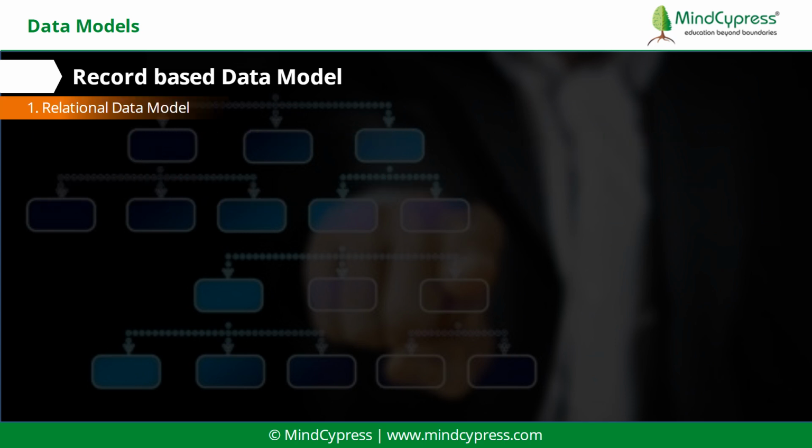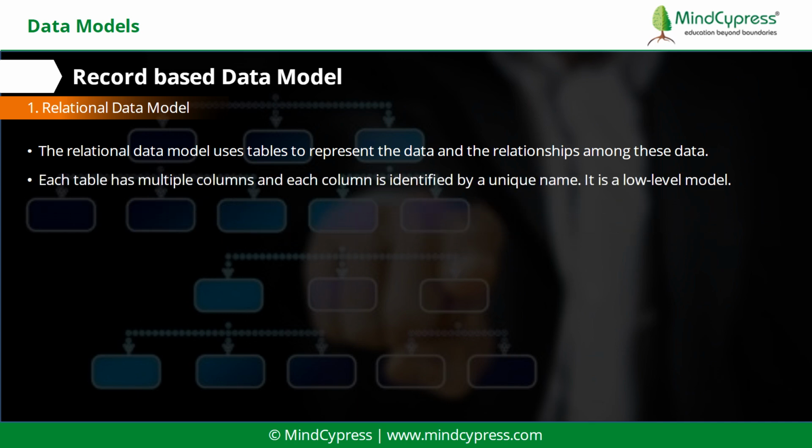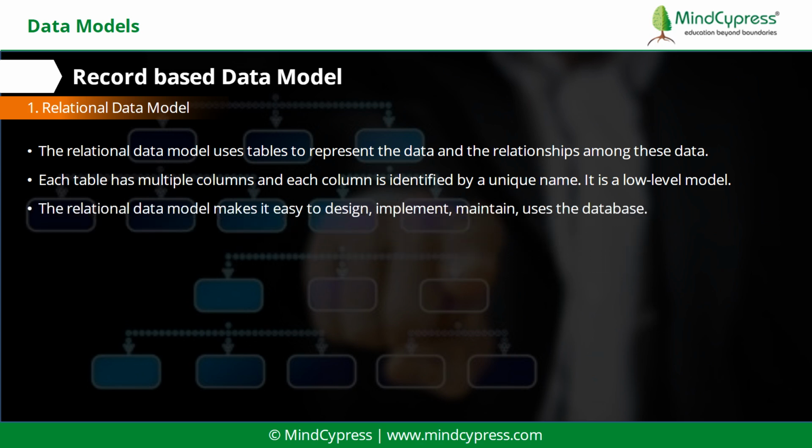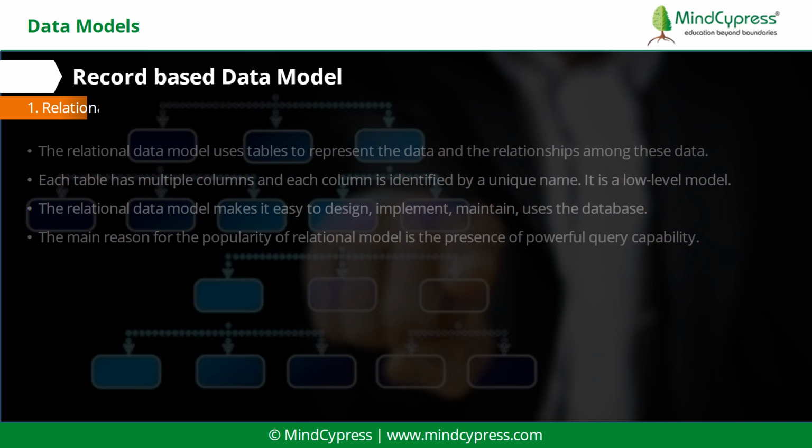Relational data model. The relational data model uses tables to represent the data and the relationships among these data. Each table has multiple columns and each column is identified by a unique name. It is a low-level model. The relational data model makes it easy to design, implement, maintain, and use the database. The main reason for the popularity of the relational model is the presence of powerful query capability.